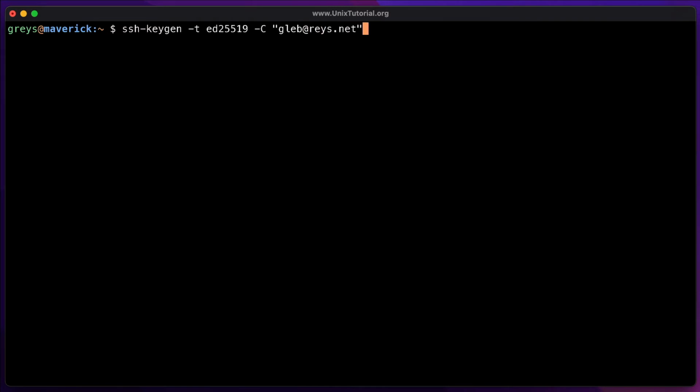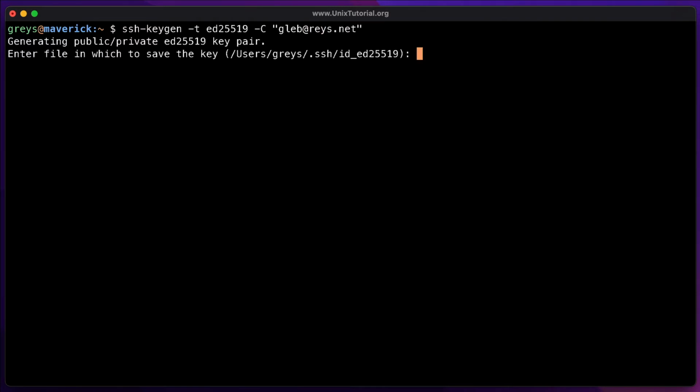Let's kick it off. The key pair will be generated in the standard location, which is my home dir, and then a .ssh subdirectory in it. It then asks us for a passphrase. Always, always, always provide a passphrase.